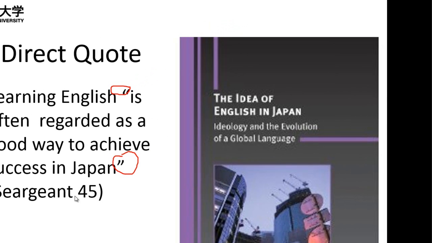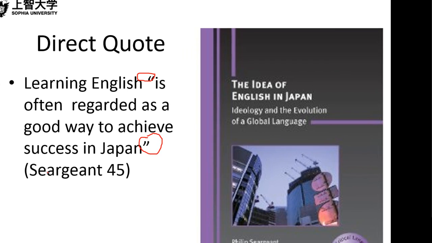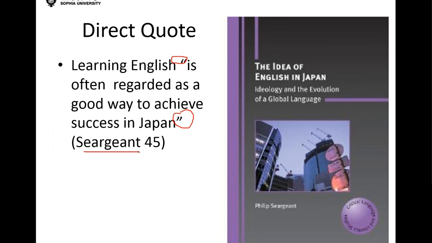Anyway, and then the author's surname, family name, and the page number, you see? So you only need one name. Sometimes people put Philip Sargent. It's only the surname, the family name, Sargent.